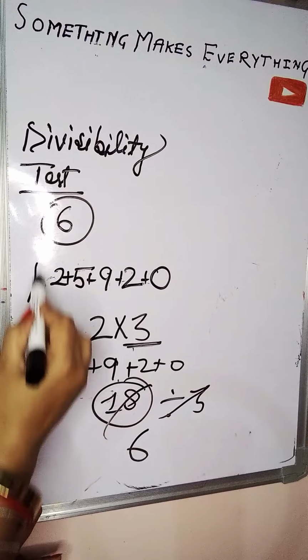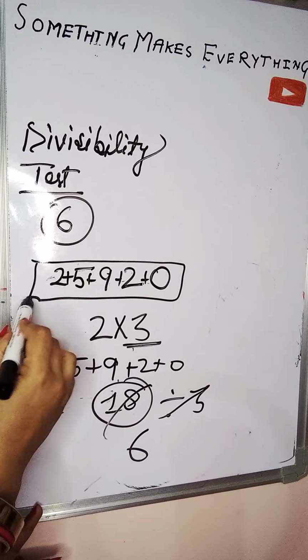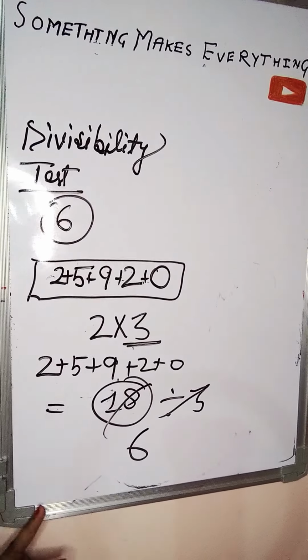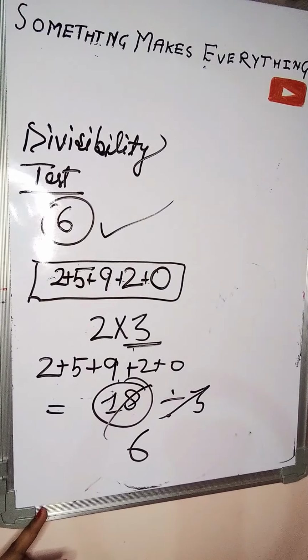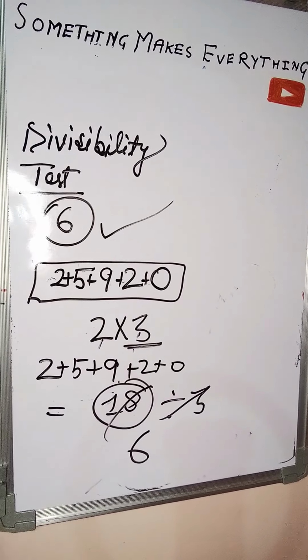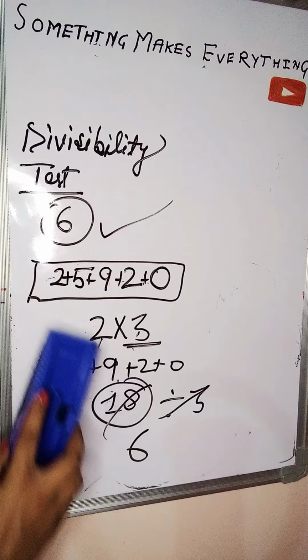So this whole number will be satisfying the divisibility test with the number 6 also, because here it is satisfying with the numbers 2 and 3 both. So this was the rule for the number 6.